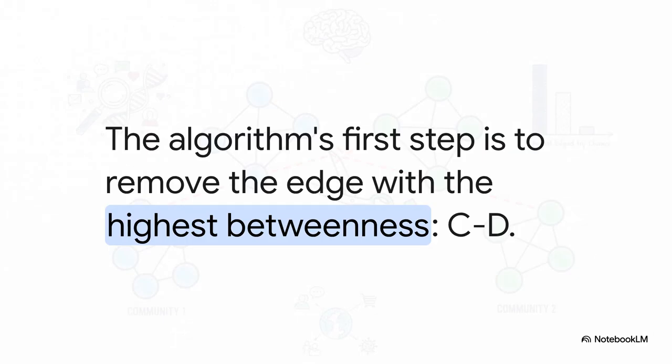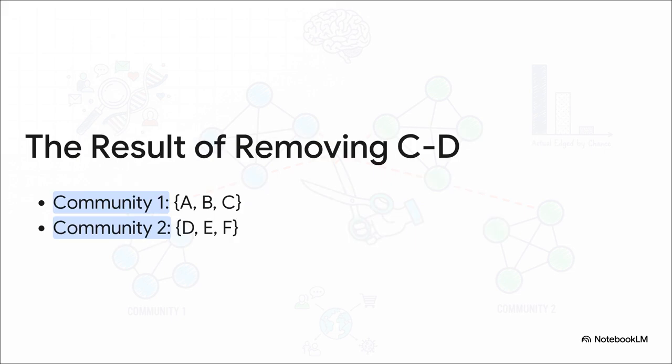So what does the algorithm do? It has its target. It identified CD as the top bridge, and according to the rules of the game, the first thing it does is snip. It just removes that edge completely. And just like that, look what happens by cutting just that one single connection. The network splits perfectly into the two groups we saw from the start. We've got ABC over here and DEF over there. The algorithm did it. It found the hidden structure.